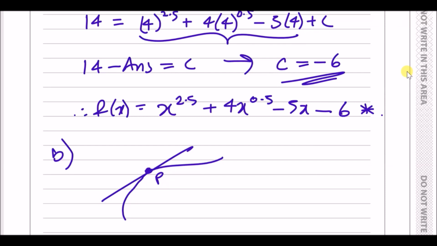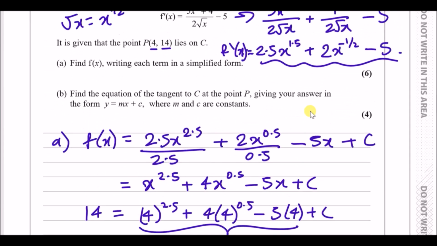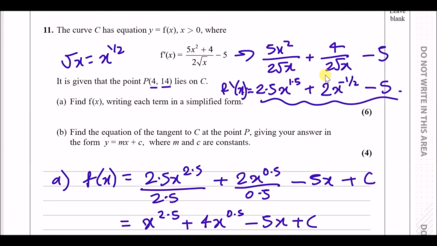So every time we have a straight line, it always takes the form of y equals mx plus c, where m is the gradient and c is the y-intercept. C is easy to calculate, and it's not the same c as the previous question. Now to find m, literally we have the gradient equation right here. All we have to do is plug in the value of the coordinate we're interested in.